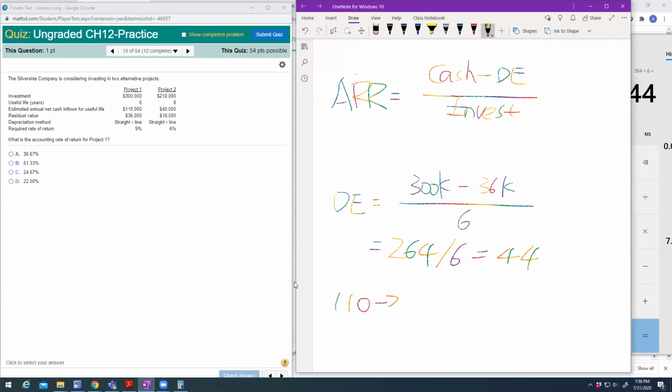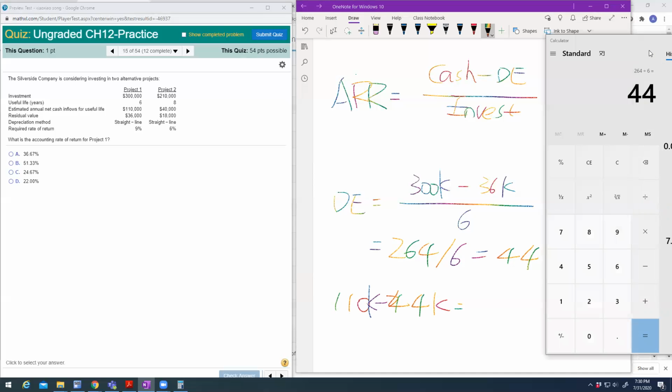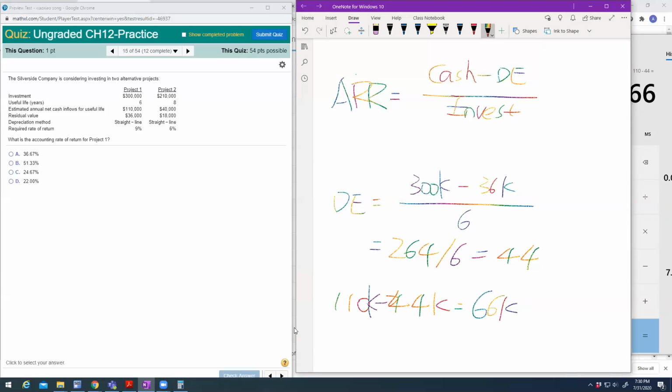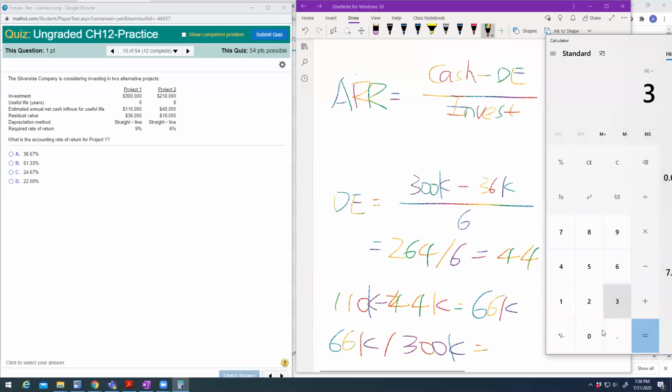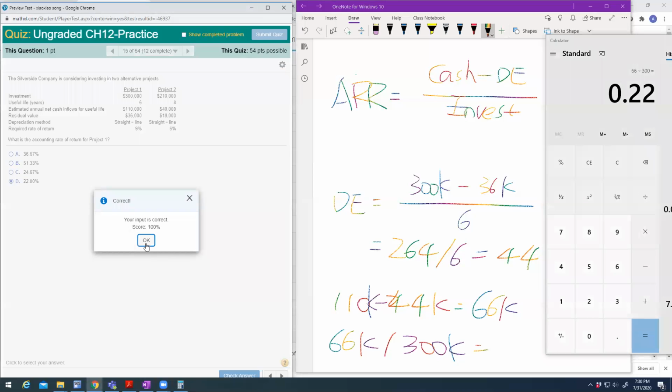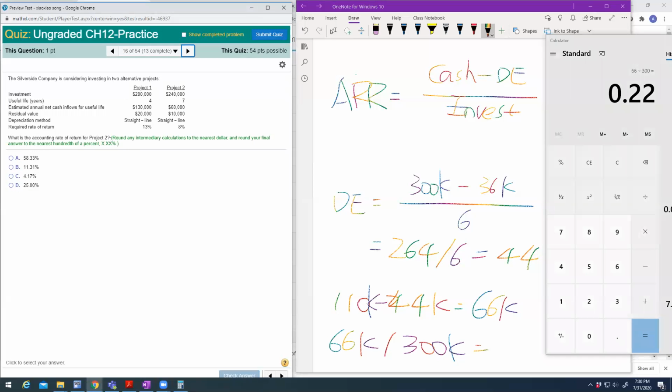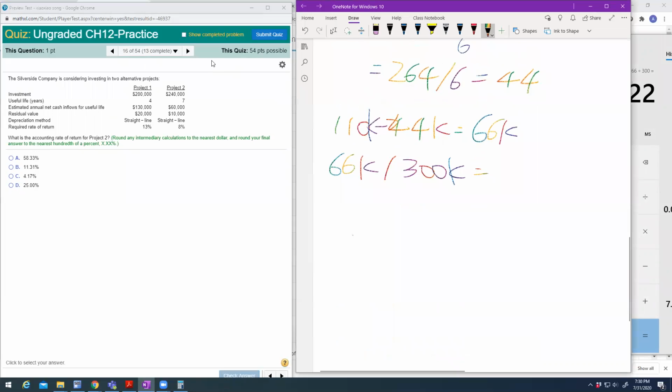So 110 minus 44,000. I forgot to divide it by 6. Okay, now my cash flow is 110 minus 44. I get 66,000. So my return will be 66,000 divided by my investment 300,000. We got 22%. Oh yeah, I believe it's right. And the next one, I want you to do the project 2. Similar, I leave this to you.